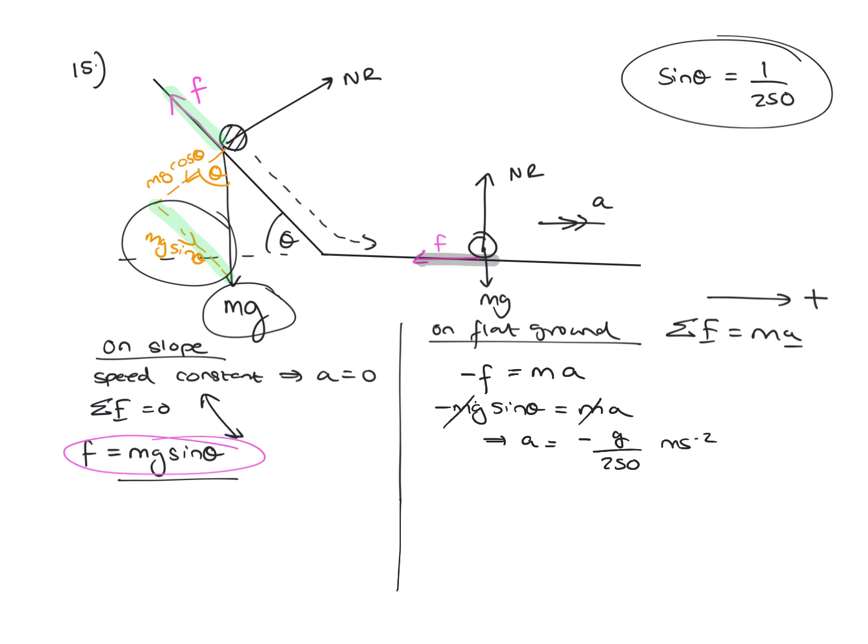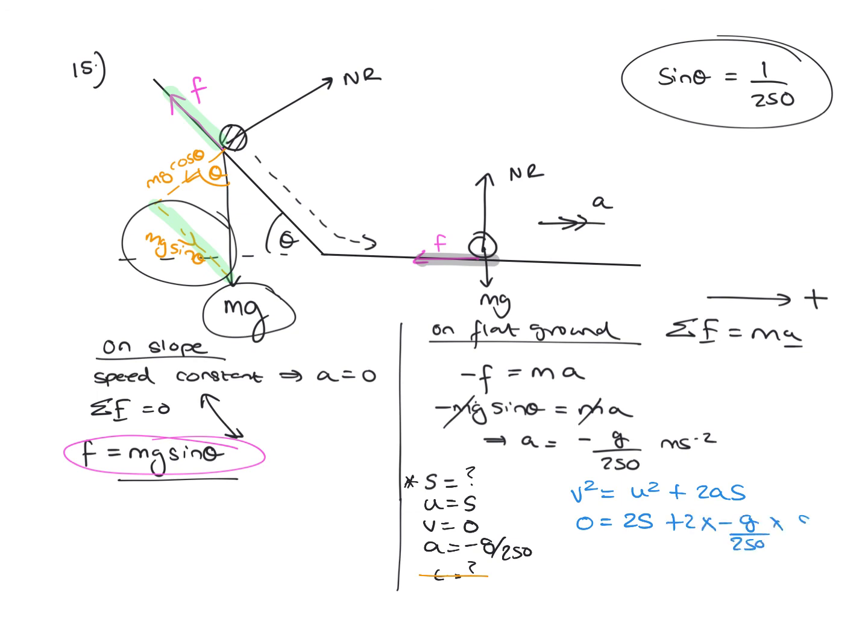Well, it will run until it stops. So let's fill in our SUVAT information. s is what we're looking for. u equals 5, v equals 0, a is minus g over 250. t we don't actually know and can't use. So v squared equals u squared plus 2as. So 0 equals 25 plus 2 times minus g over 250 multiplied by s, which gives s equals 318.87..., so 319 meters to 3 s.f.